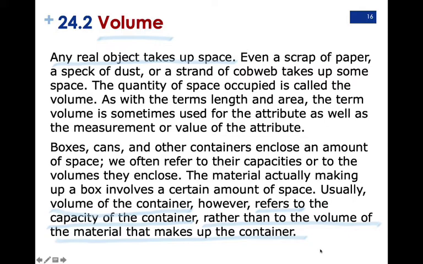Now, the actual box itself is made up of material, and the volume of that is not really what we're concerned about. We typically think of that as surface area. So we want to make sure we're looking at the distinctions between that. The volume is what will fit inside of it. The material that makes it up is more of the surface area.